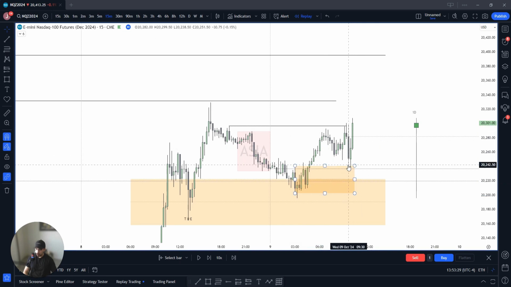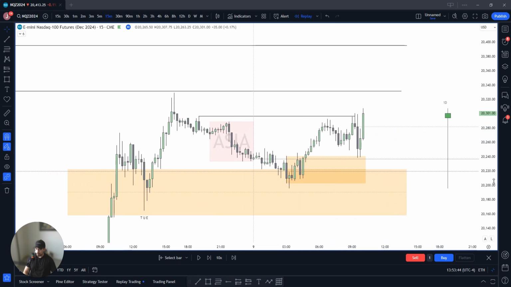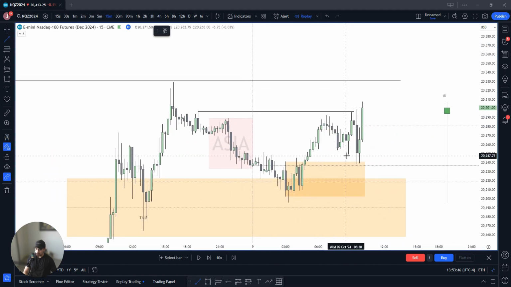New York manipulated lower into the CISD that was formed at 3 in the morning when London reversed. So this is a London smart money reversal out of a higher time frame POI. And then we aim for the Asia highs and the higher time frame draw on liquidity up here in the form of relative equal highs. And bonus, we had an SMT divergence right here with the ES.